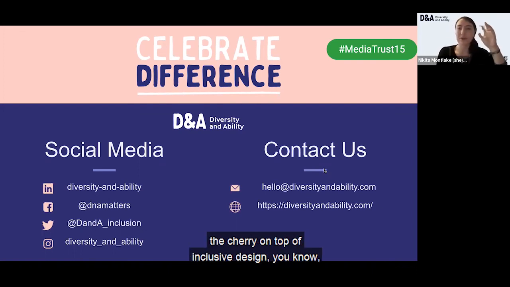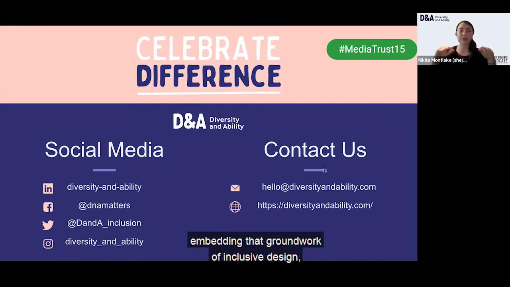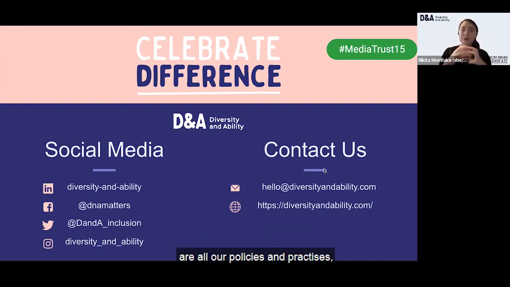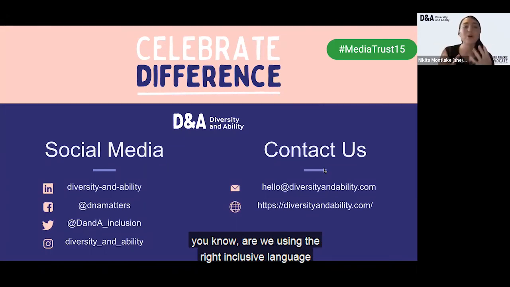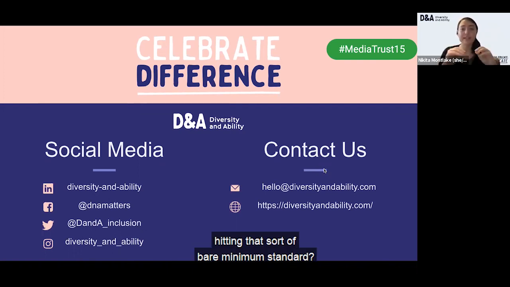I think what I was talking about in terms of reasonable adjustments being the cherry on top of inclusive design, it really starts with embedding that groundwork of inclusive design, inclusive policies, and inclusive practices. So really tapping into your organization from the bottom up: are all our policies and practices, our recruitment policies, all of it, using the right inclusive language, and are we considering accessibility, and really ensuring that we're hitting that bare minimum standard.